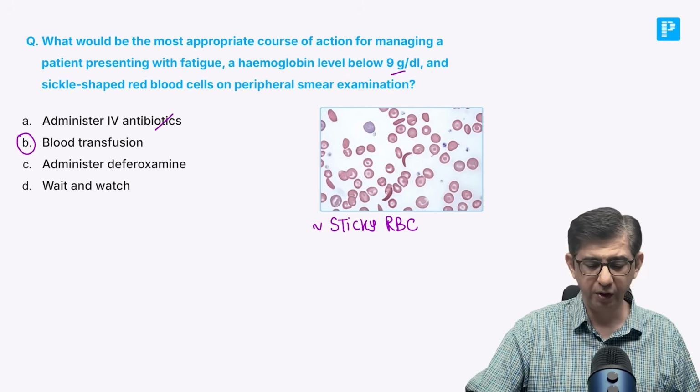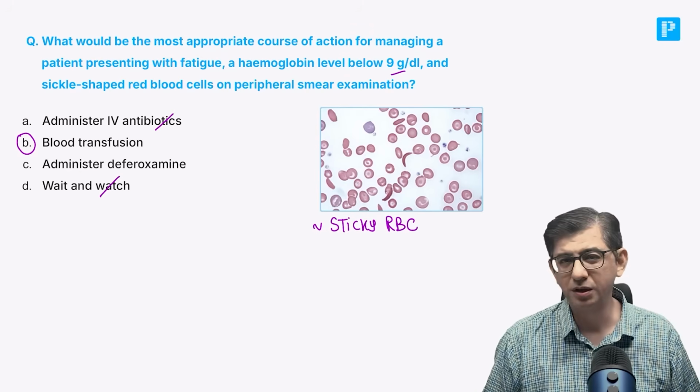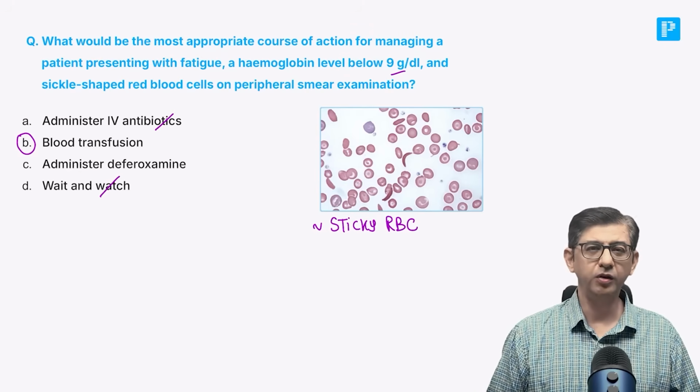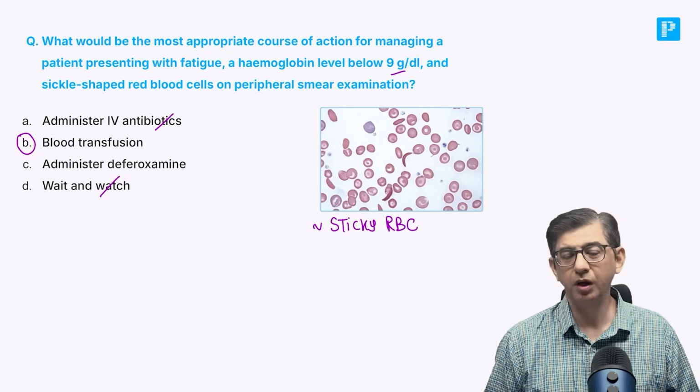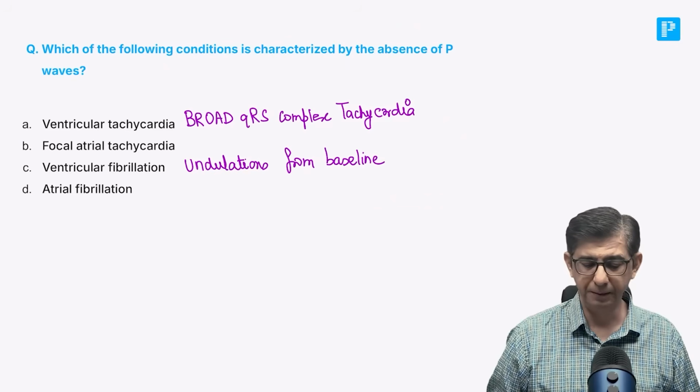IV antibiotics and the other options, like wait and watch, are dummy ones. And deferoxamine is given in cases where there would be hemochromatosis. So the answer is B.